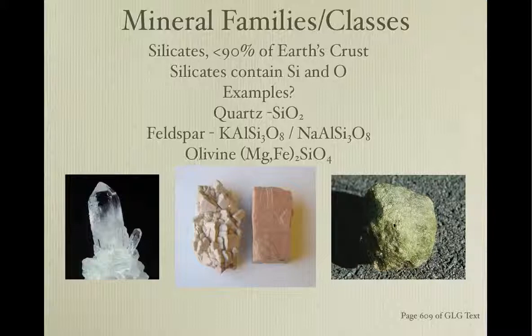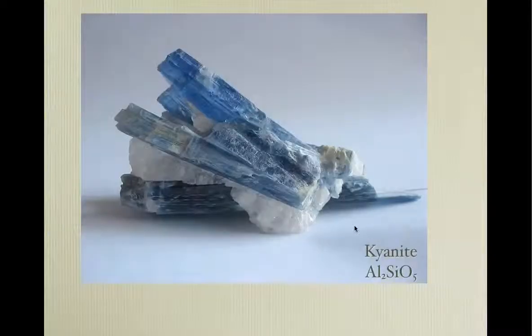Olivine, which is like an olive green, also known as peridot, is a magnesium or iron silicate. It could be either one of these in this structure. It is beautiful. I'm surprised it isn't more prized. Here's kyanite. This is an aluminum silicate, Al2SiO5.